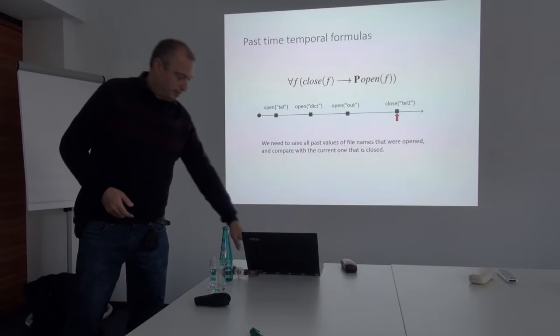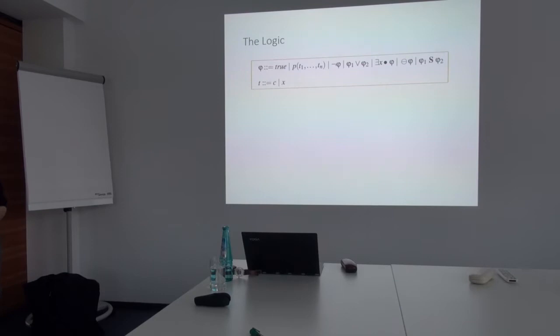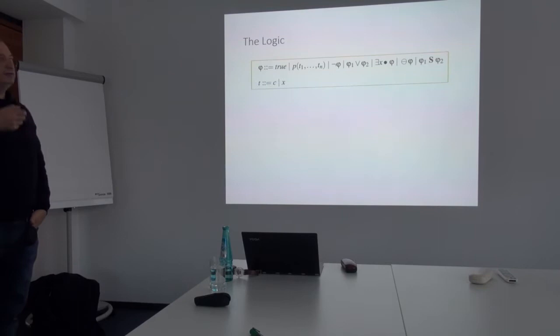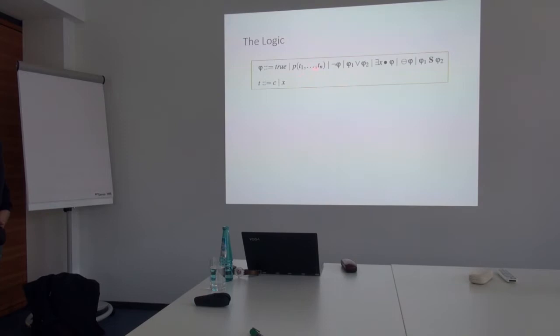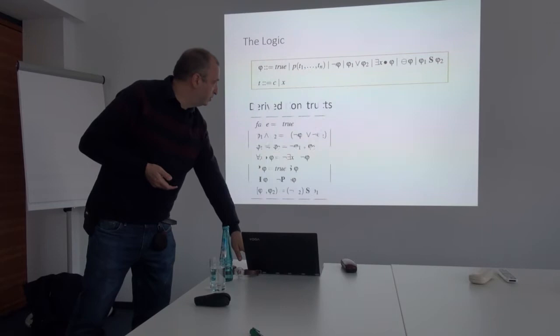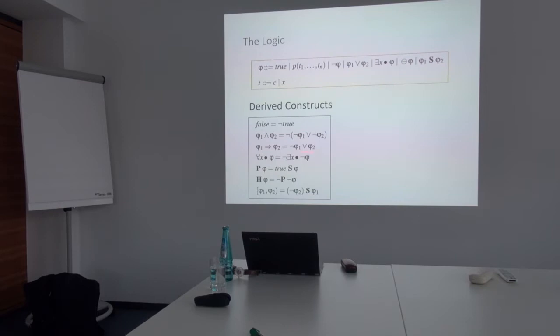So here's my logic. It looks like propositional temporal logic with the operators reversed or mirrored. So since is the mirror of until, as I said, and this is a previous time. But I also have the quantification, so I can say there exists an X, because I have data. I can have predicates, and in the predicates, I can have very simple terms. In fact, what I can have inside a predicate is only a constant or a variable name. So I cannot have complicated terms. This is my logic, and of course, there's a syntactic sugar. This is not sufficient. So I also have false, and I have an and, not just an or application. I have the dual of exists, for all.